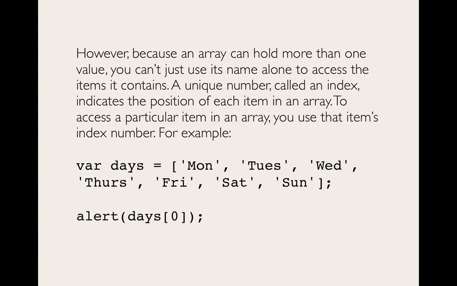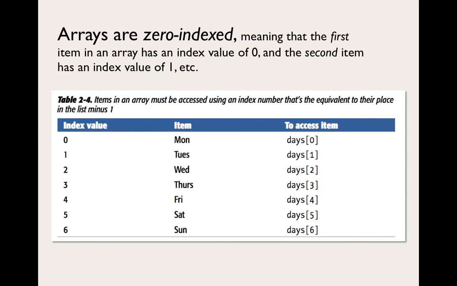and in JavaScript, arrays, or most objects, start numerically counting from 0. The days with a position of 0, in other words, the first one, is Monday. So the result of the alert, open and close parentheses, containing days, position 0, is Monday, alert Monday. Arrays, like I said, are 0 indexed, meaning the first item in an array has an index value of 0. The second has an index of 1, etc., etc., etc.